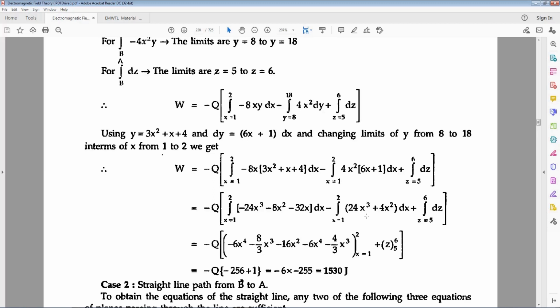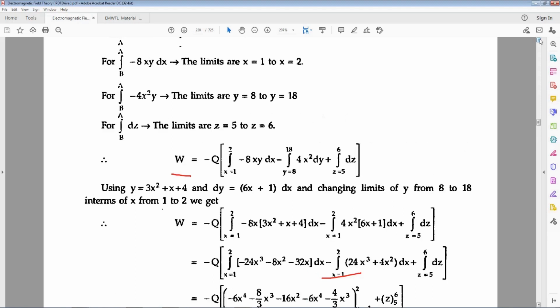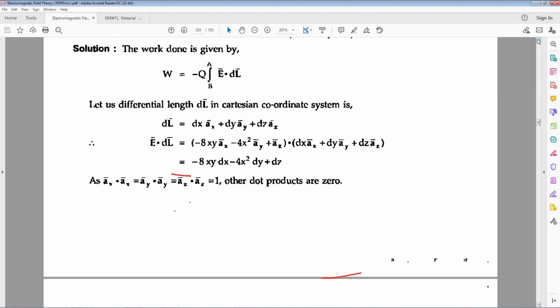The 24 is x power 4 by 4. Again, 4 is divided into 24, you'll get the 6, minus 6x power 4, and plus 4x cubed by 3 here, 4 by 3 into x cube. Total all the values, the limitations are the same, 1 to 2, and the last one is dz, z from 5 to 6. So simplify this function, and work done W is equal to 1530 joules. That is for y given 3x square plus z, and z is equal to x plus 4.